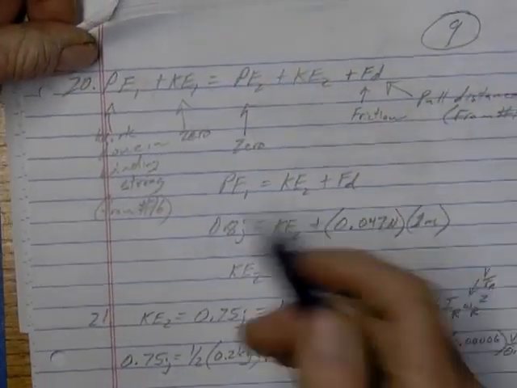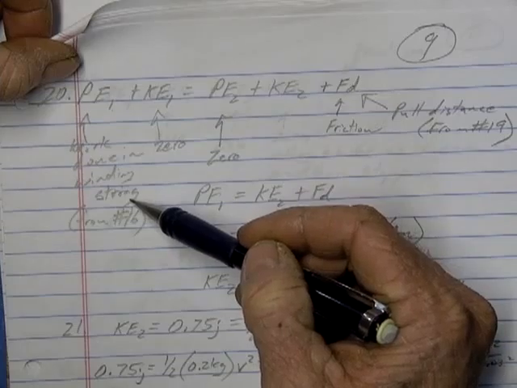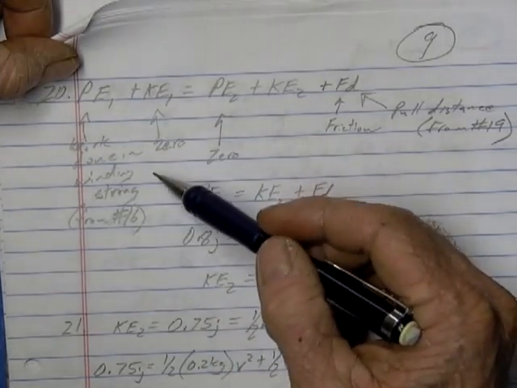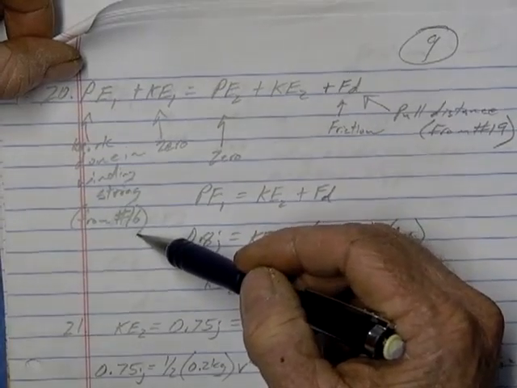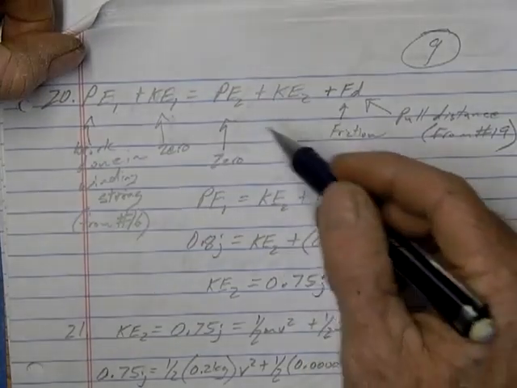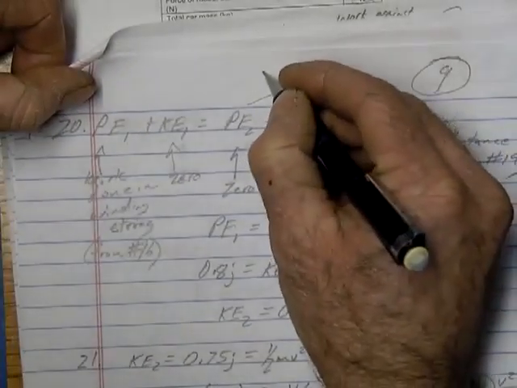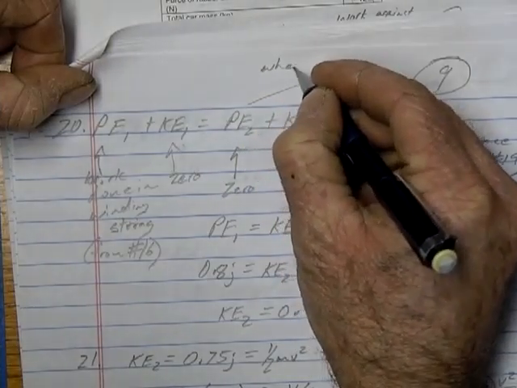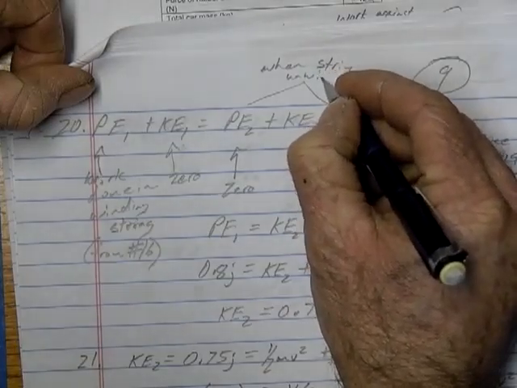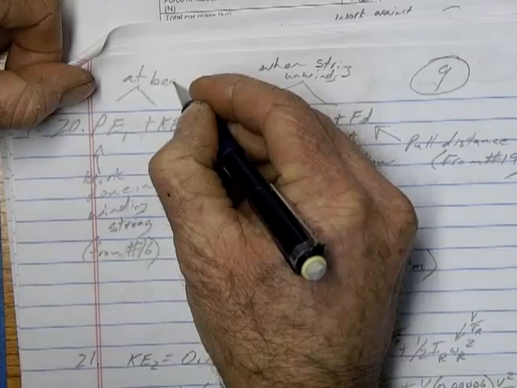And here's one way to write this out. PE1 is the work done in winding the string. We can go back to number 16 and find that. That's also the work done in stretching the rubber band. Kinetic energy in the beginning is 0. Then this is when the string unwinds. And this is at the beginning.